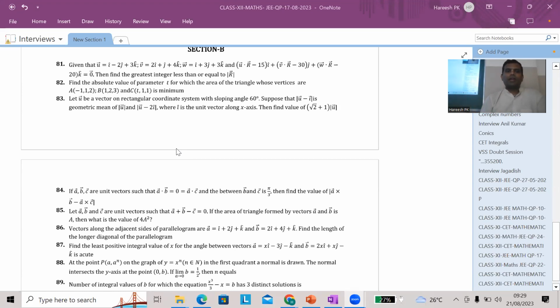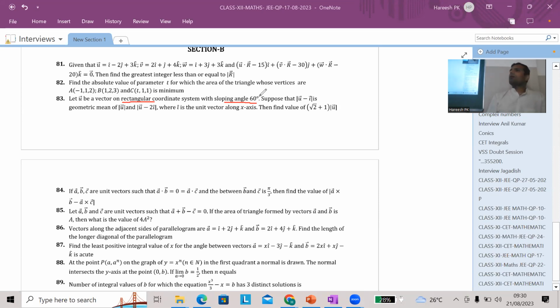Okay, so 83rd question. It is said U is a vector on the rectangular coordinate system. That means the XY plane. Rectangle means it's not 3D. It is the XY plane. Okay. So this rectangular word means XY plane. And what is the sloping angle? 60 degrees. That means the angle made with the positive x-axis is 60 degrees.